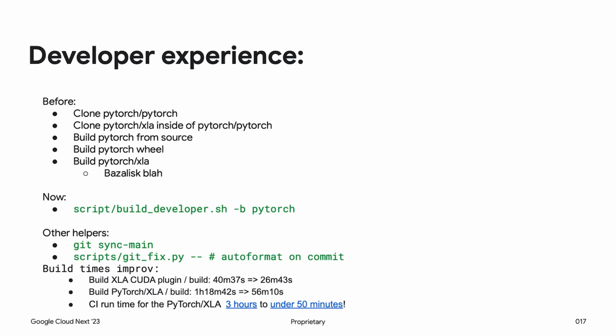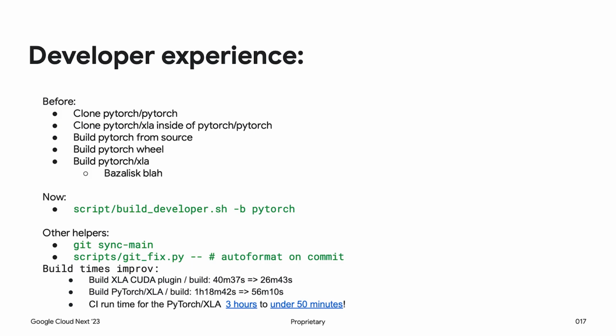And we did a bunch of improvements on developer experience. Before, building PyTorch XLA from source was actually a lot of work, right? You have to get PyTorch, clone PyTorch XLA inside, and then build both from source, build a wheel so that there are generated headers, and build PyTorch XLA with Bazel and figure out which version of Bazel works. Right now, we coded all those steps into this script. So now you can just do build developer, dash B PyTorch if you want to rebuild PyTorch, and you don't do dash B PyTorch if you already did that before. You only need to build PyTorch XLA.